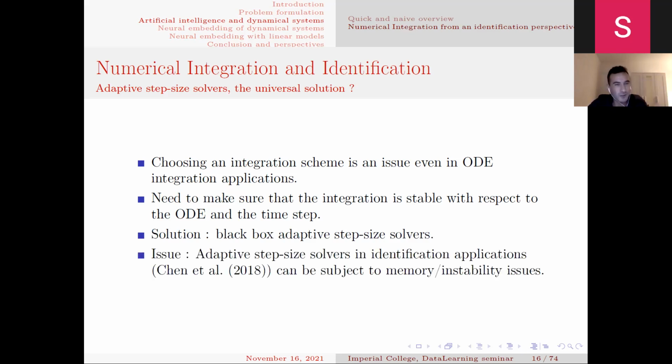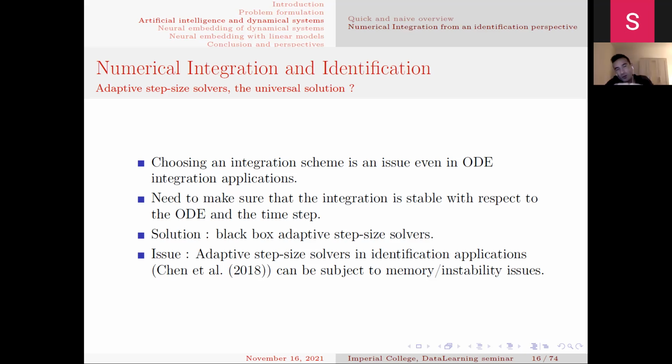So there is this solution of Chen et al. 2018 in their famous neural ODE paper, where they proposed to use adaptive step size solvers in identification applications. Now, this is an extremely clever solution because we do not have to care about the timescales of the ODE that we do not know. We do not have to care about the integration time step in an identification scenario because everything is done automatically.